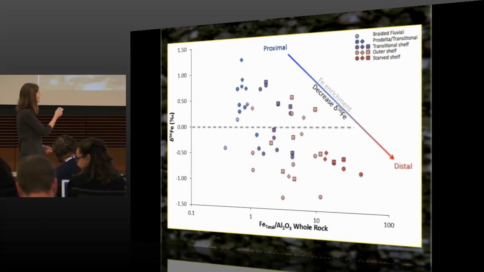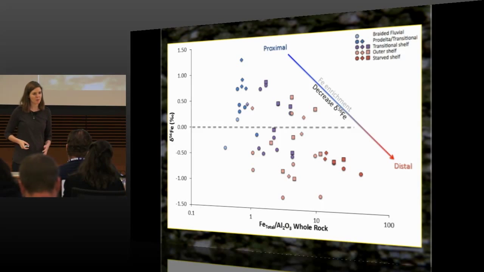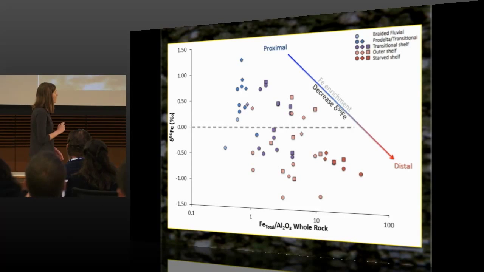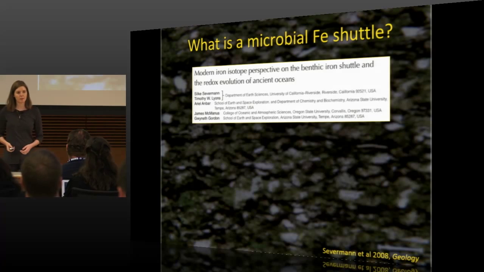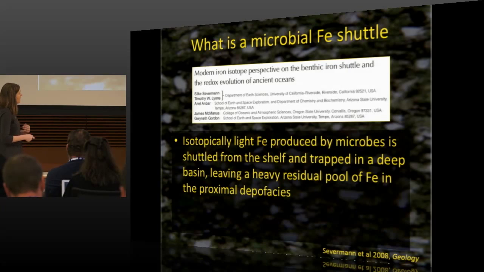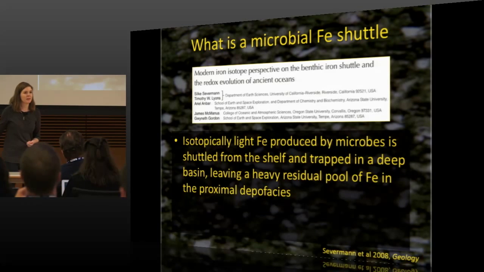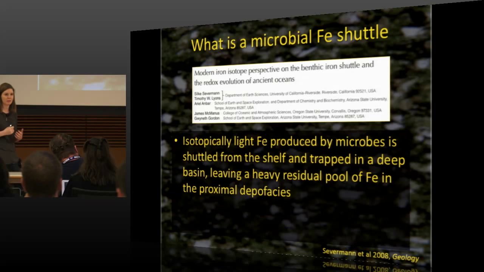So this inverse correlation between the iron concentration and the iron isotope values has been seen before in modern environments. And it's indicative of something called a benthic iron shuttle, or a microbial iron shuttle. This work was pioneered by Silke Severmann, and in her 2008 study on the Black Sea, they found that isotopically light iron was being produced on the shelf by microbes, and this light iron was preferentially removed and deposited and trapped in the more distal deep basin. This meant that a residual heavy pool of iron was left on the shelf.